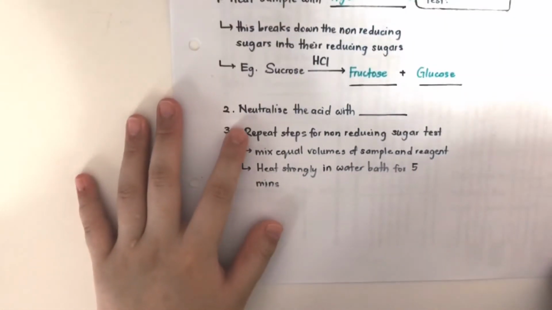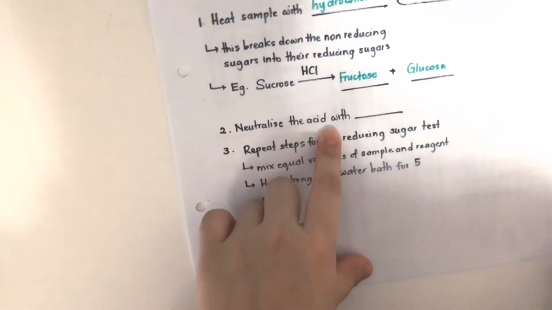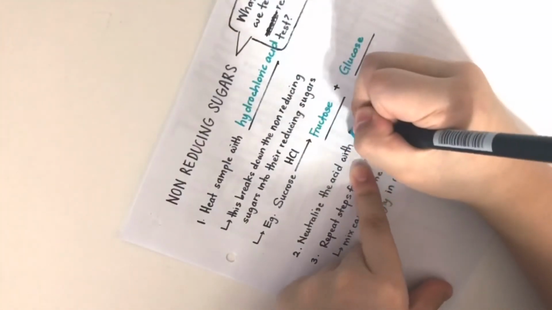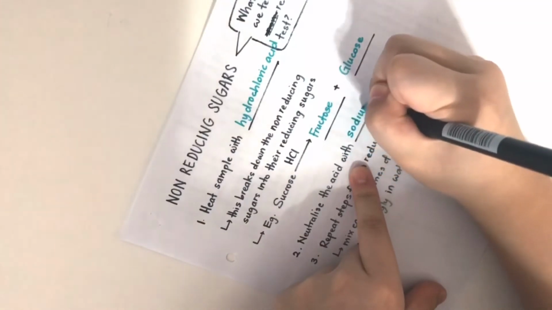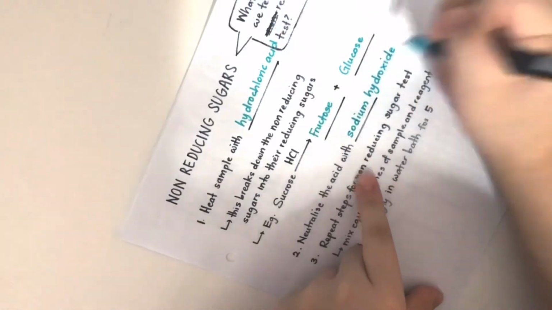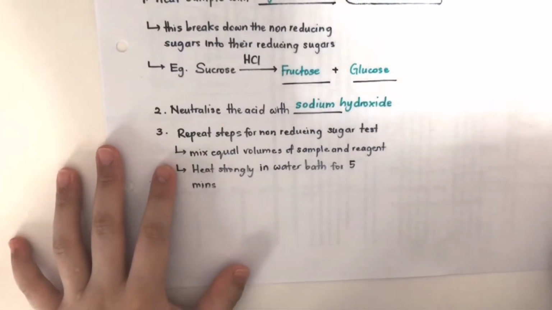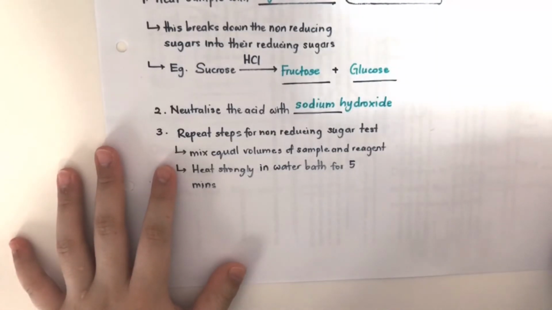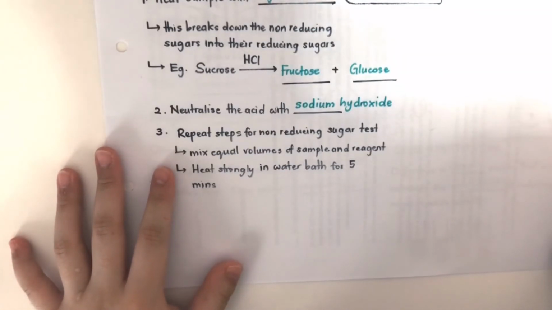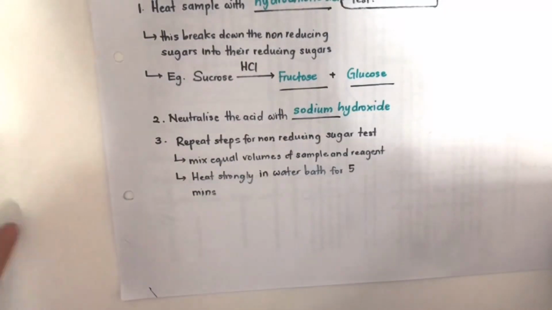After we've done that, we need to neutralize the acidic condition of the solution with sodium hydroxide or an alkali. Then, we can just repeat the steps for the reducing sugar test by mixing in equal volumes of the sample and reagent and heating strongly in the water bath to get a brick red precipitate again.